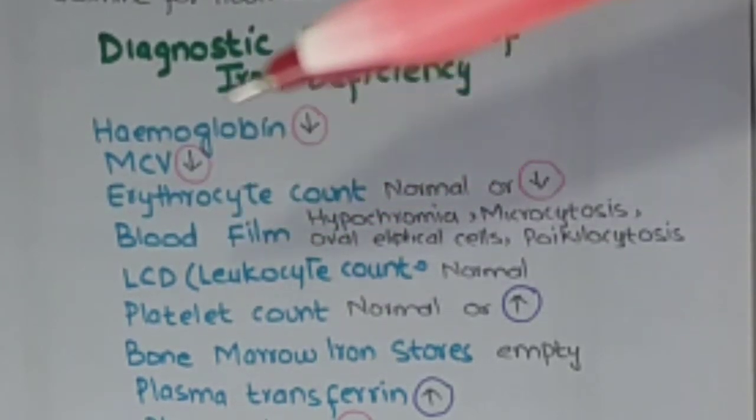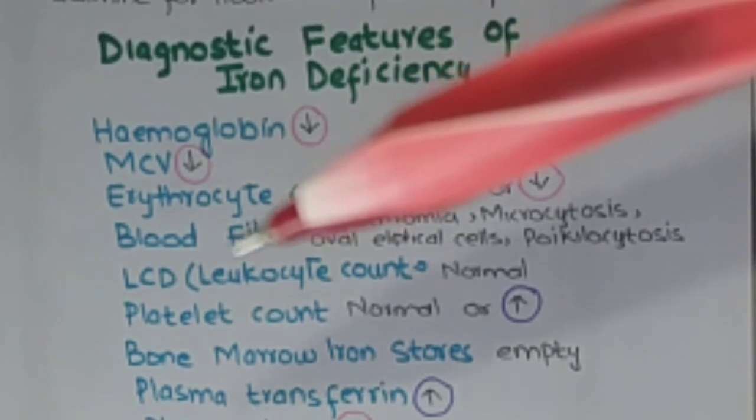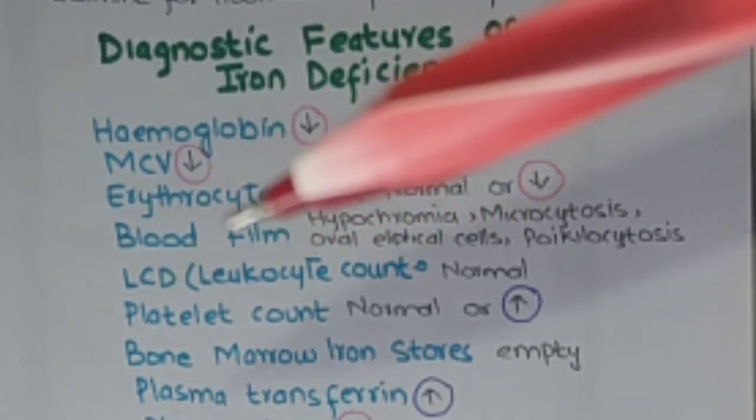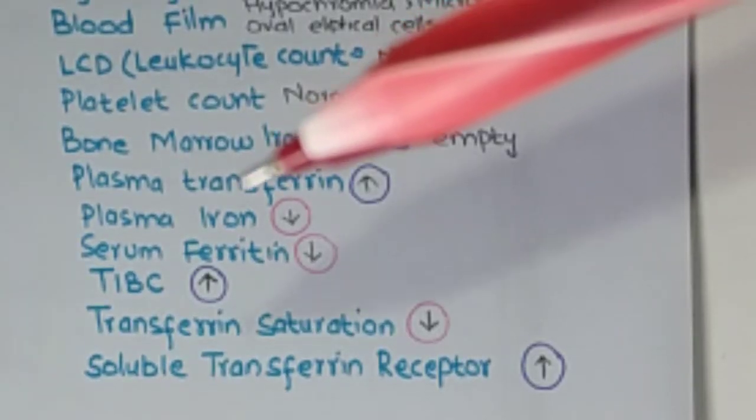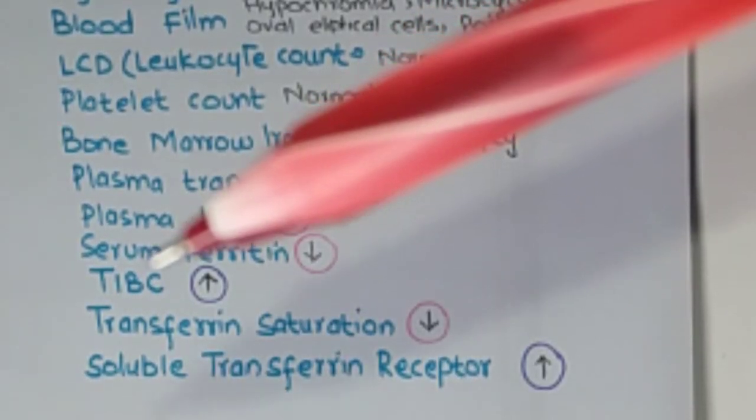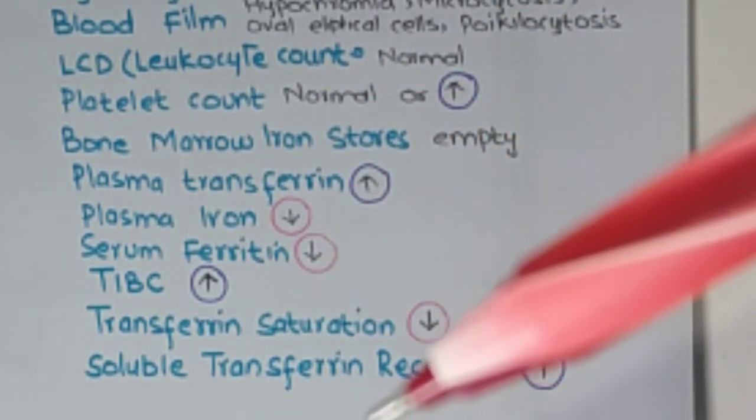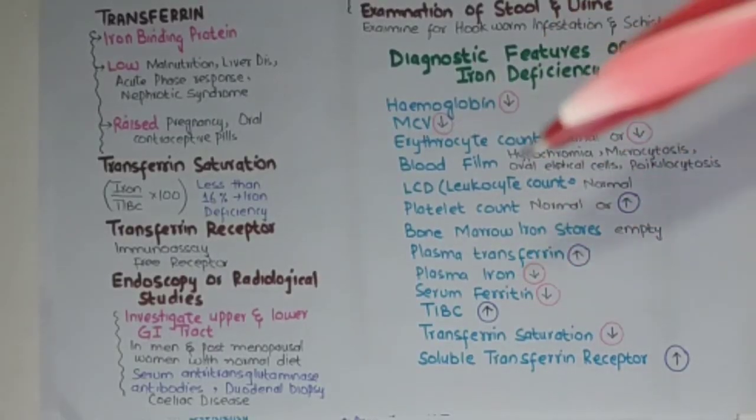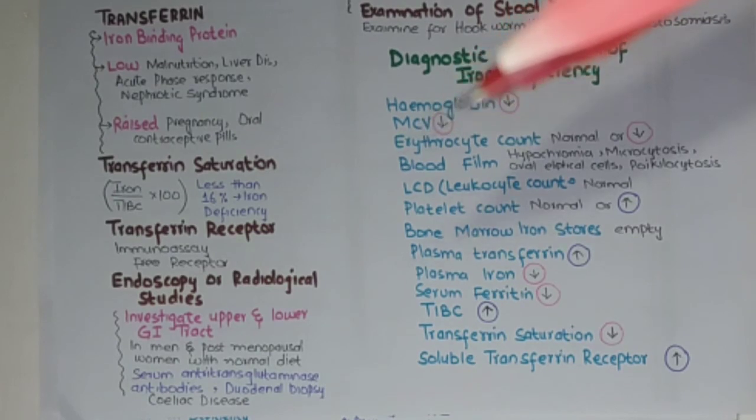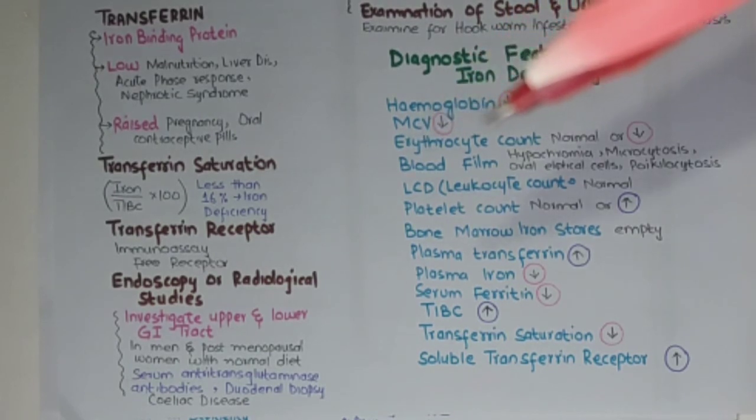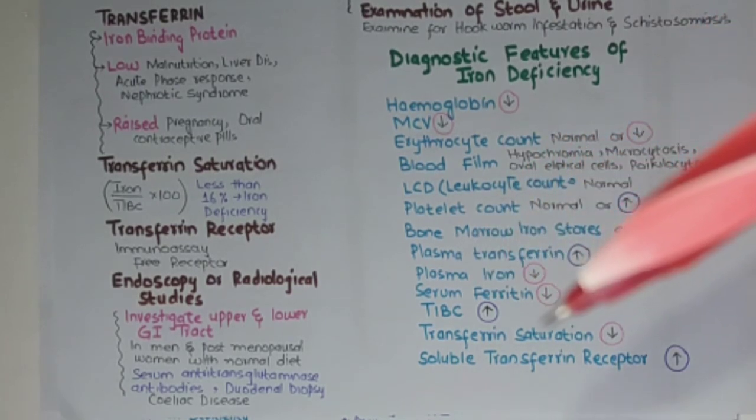We investigate the patient for hemoglobin, mean corpuscular volume, erythrocyte count, the blood film, leukocyte count differentials, platelet count, bone marrow, iron stores, plasma transferrin, plasma iron, serum ferritin, total iron binding capacity, transferrin saturation, and the soluble transferrin receptor. Here is the summary. From here you can just remember them. Hemoglobin will decrease, mean corpuscular volume will decrease, erythrocyte count will decrease, plasma iron decrease, serum ferritin decrease, and the transferrin saturation decrease.